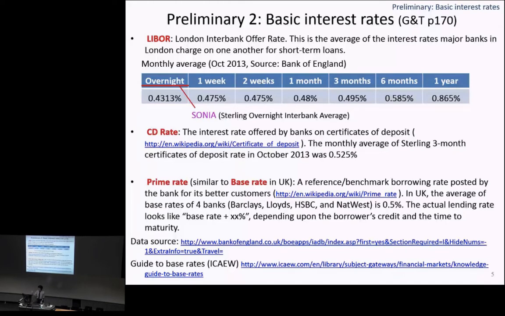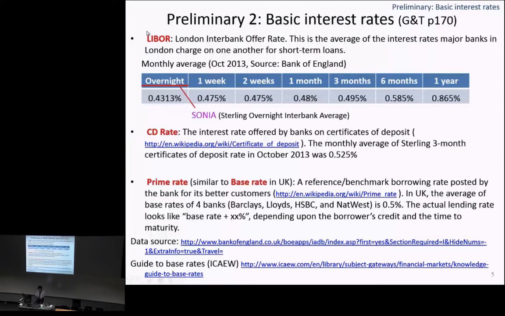These 16 banks include Barclays, Royal Bank of Scotland, Lloyds, what else? Citibank, Bank of America, JP Morgan, BNP Paribas, UBS, Deutsche Bank, Tokyo Mitsubishi UFJ, HSBC, these banks, okay? And the institution orders these 16 reported numbers from the largest to the smallest, throws away the top 4 numbers, throws away the bottom 4 numbers, and takes the average of the 8 numbers in the middle, and that becomes LIBOR.